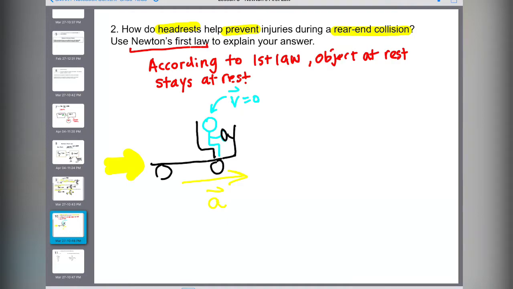So what happened is the object at rest stays at rest. Your head wants to stay at rest, while the rest of the car, including the chair, wants to move forward, making it look like your head almost moved backwards. Your head didn't move backwards, but the rest of your body is moving forward because your chair is causing you to do that. Therefore, your headrest is actually allowing your head to move with your body, and that's why it stops you from a very bad neck injury. Does that make sense?